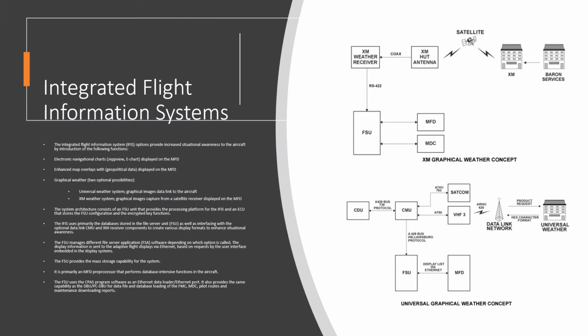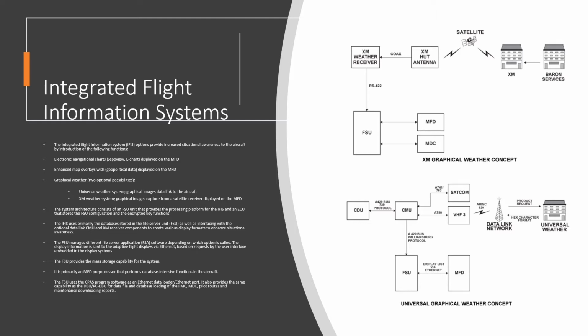So the integrated flight information systems, you'll find this in ATA chapter 46 on the Bombardier website. But basically this IFIS system includes options that provide increased situational awareness for the crew for the installation of electronic charts displayed on the MFD, and these are dynamic charts that we can see in a second.